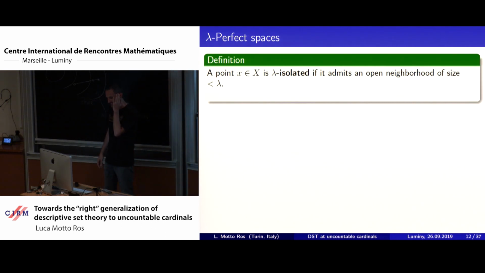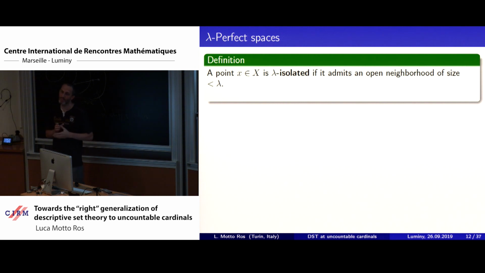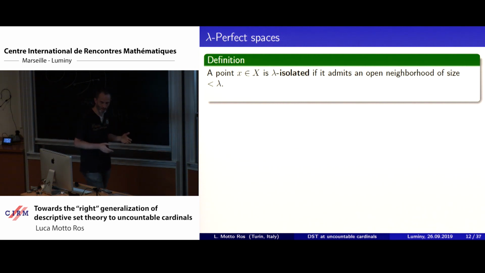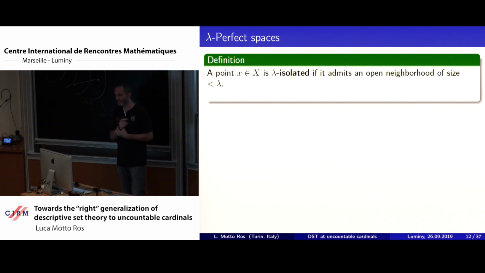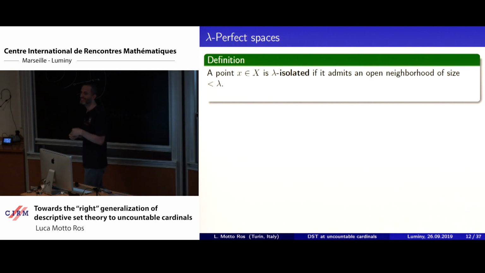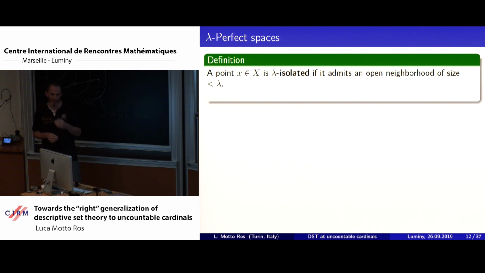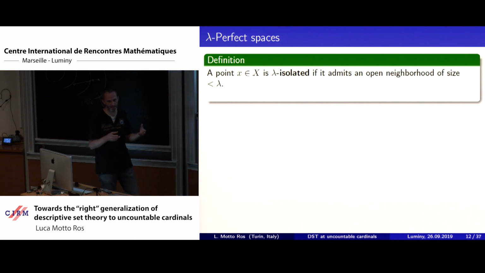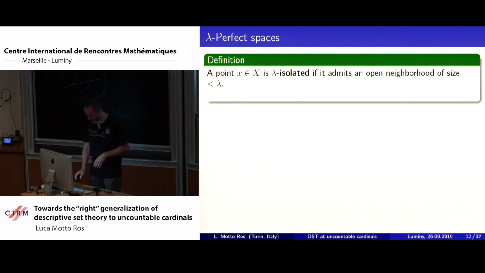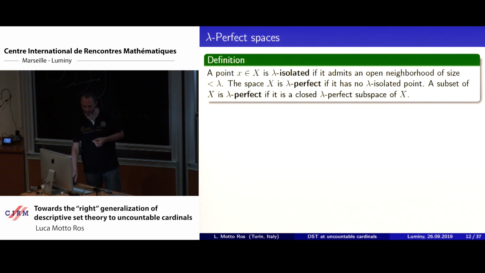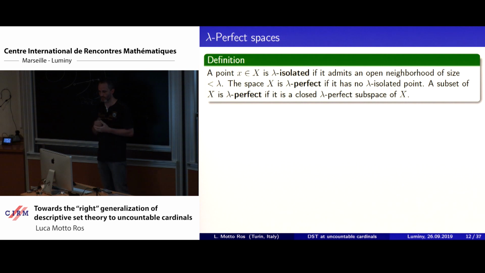Okay, what about perfectness? Yeah, of course, this must be changed a little bit. One can speak about isolated points as well, but what works well here is a slightly different notion. We say that in this context, a point is lambda isolated if it admits an open neighborhood of size less than lambda. Okay? So isolated would be lambda equal omega, and here we generalize this omega to lambda, because essentially we are always replacing omega when possible with lambda. Okay? And then you define in the usual way perfectness. A space is perfect if it doesn't have lambda isolated points, and a subset is perfect if it is closed and perfect as a subspace.